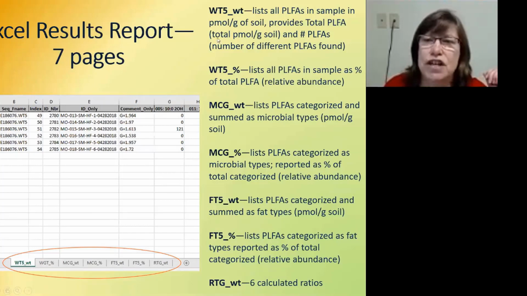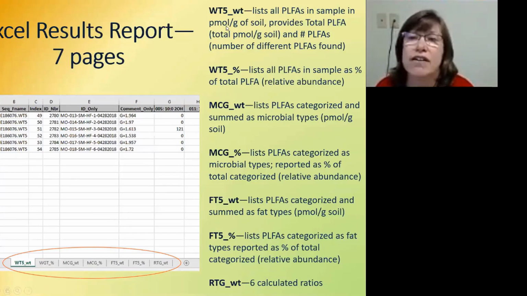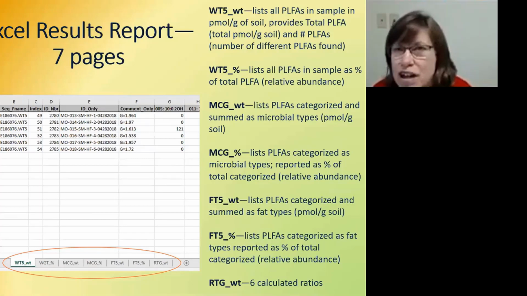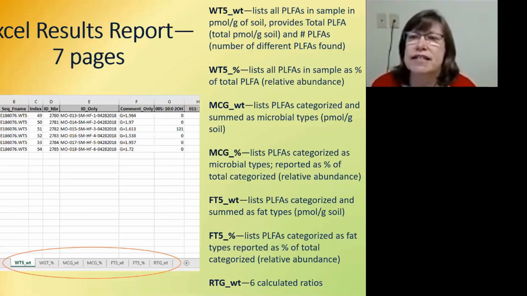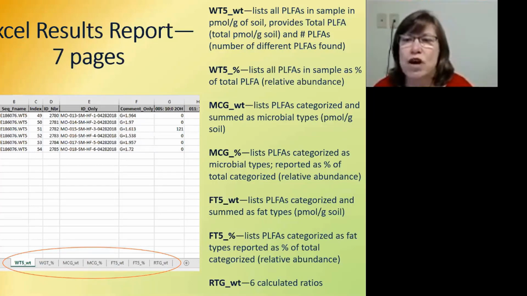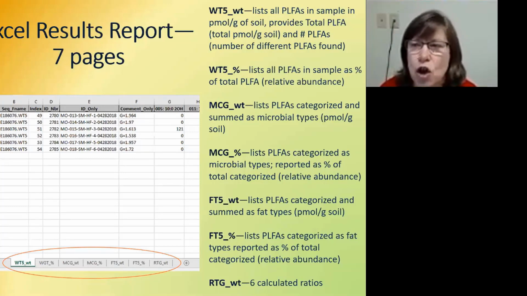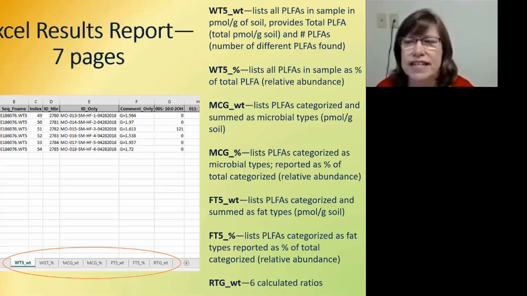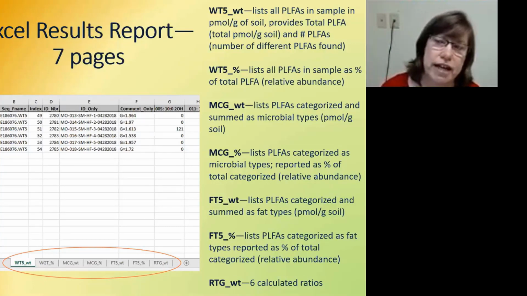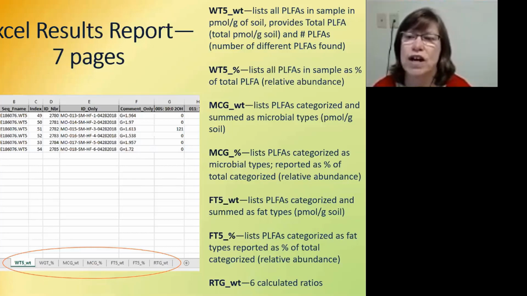The different pages that you get, there's one that's WT5_WT. That is talking about the weights, so it lists the phospholipid fatty acids in the sample by picomole per gram of soil. It lists all the different phospholipids that were found and how much was found in each one. And at the very right of it, as you'll see, I give the total and the number of phospholipid fatty acids. The next one, again, lists all the phospholipids that were in the sample, but instead of in molarities, it's given as percent of the total phospholipid fatty acids.